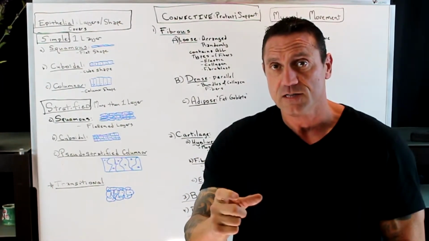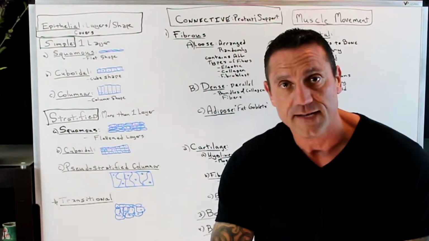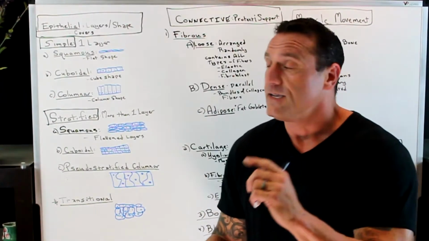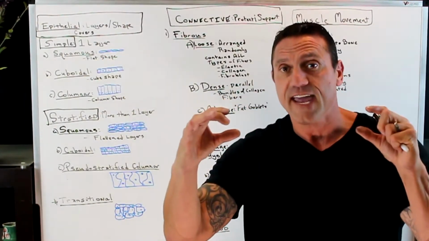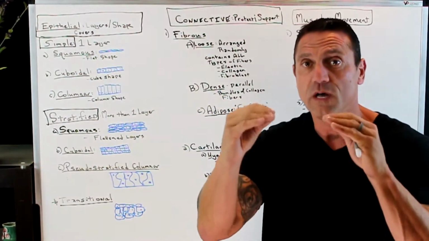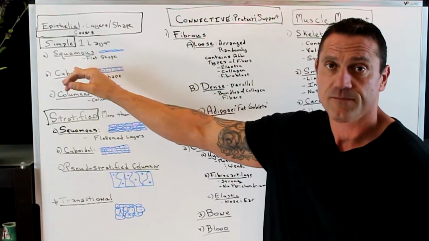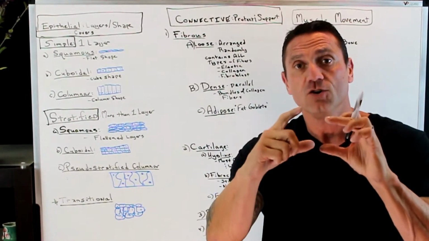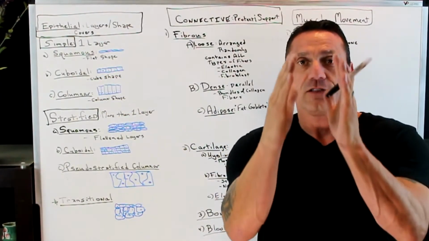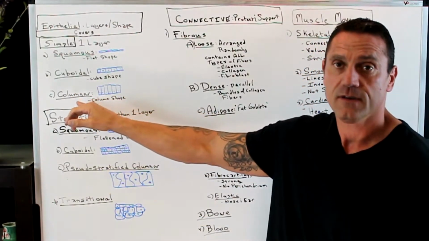So when it comes to the epithelial layer, you want to look at how many layers and what shape. If it's one layer, it's going to be simple. If it's multiple layers, it's going to be stratified. When it comes down to the shape, does it look like a scale, almost pancake-like? Well, that's called squamous. So if it's one layer of a pancake, that's going to be called simple squamous. If it's one layer and it looks like a cube, then it's called simple cuboidal. If it looks like a column, one layer, it's going to be simple columnar.